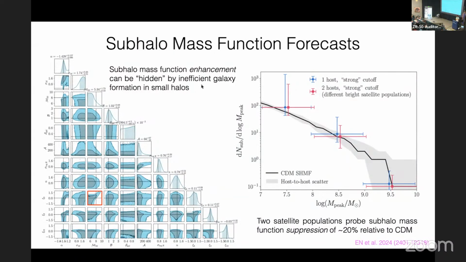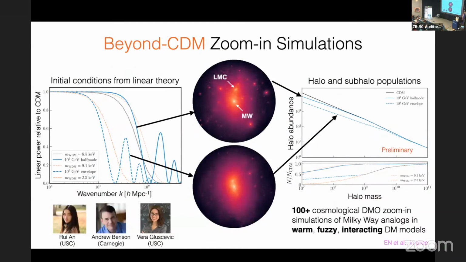These forecasts that I've shown were calibrated, essentially run, on the CDM simulations I showed you before. In order to move beyond this and really get at the linear power spectrum itself, we're now running suites of zoom-in simulations beyond the CDM paradigm. This is in collaboration with Rui, who spoke yesterday, and also Andrew Benson and Ferry Glusevich. We've run over 100 cosmological dark matter-only zoom-ins, scanning a very wide range of possibilities for the linear matter power spectrum, both in terms of the shape of the initial cutoff and secondary features like these dark acoustic oscillations.